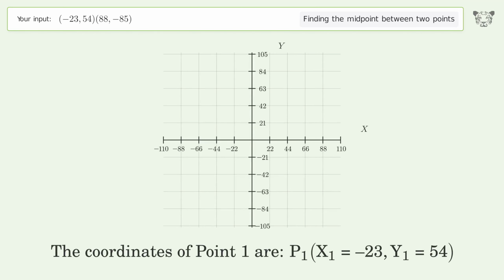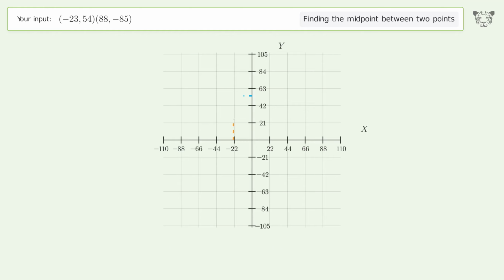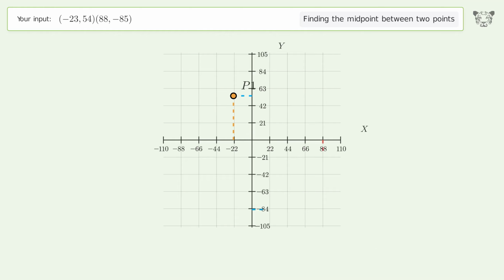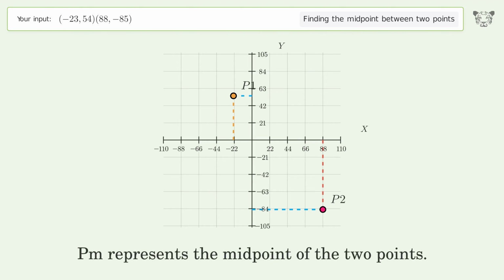The coordinates of point 1 are, x1 equals negative 23, y1 equals 54. The coordinates of point 2 are, x2 equals 88, y2 equals negative 85. PM represents the midpoint of the 2 points.